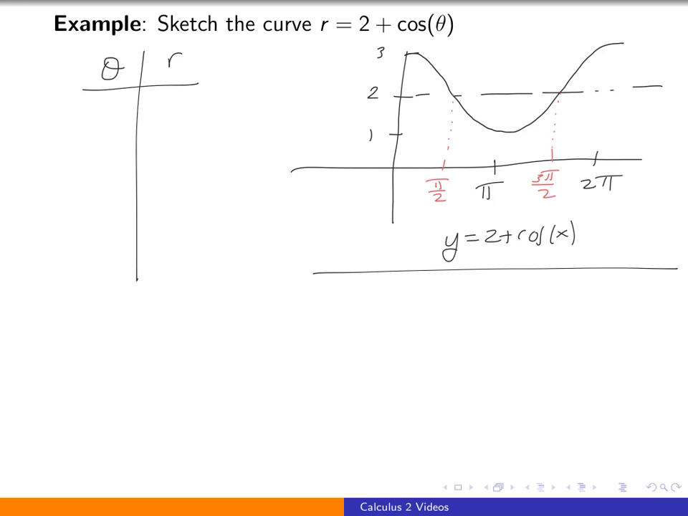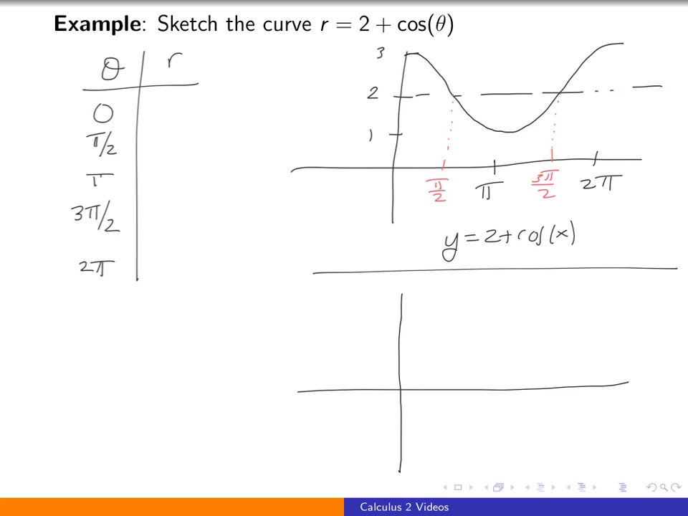And let's just look at these nice points to deal with: theta being 0, pi over 2, pi, 3 pi over 2, 2 pi. And as we're sketching the curve, if we need any additional polar points, we'll find them. So let's put this in its polar form. By inspection here, when theta is 0, our r value should be the output of this curve, so 3. When theta is pi over 2, we're at 2 for our r value.